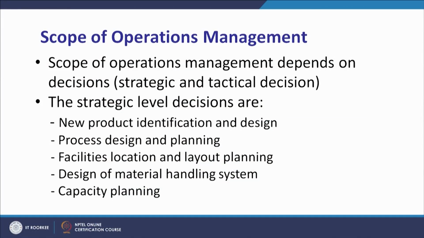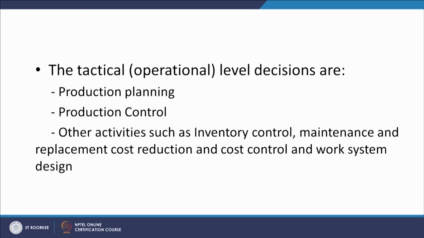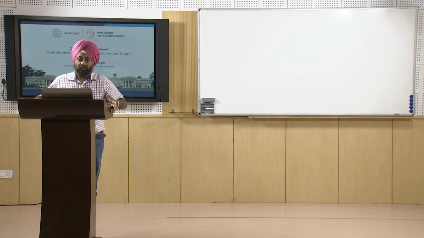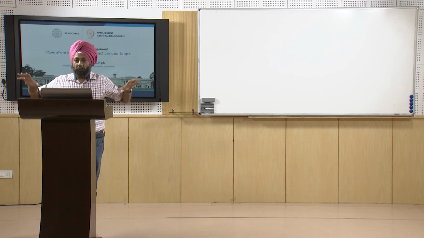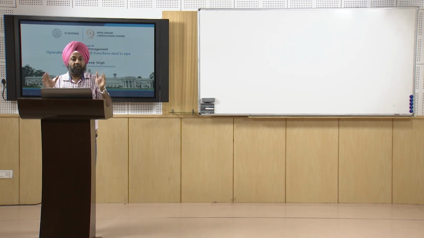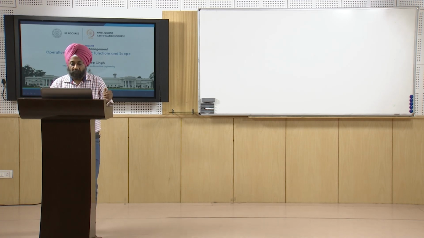location, the material handling system, and the capacity planning. We have to do production planning, ensure production control, then the other activities like inventory control, maintenance, safety, cost reduction, cost control, and work system. So you can yourself now imagine that this has a wide scope of work that comes under the overall umbrella of operations management.